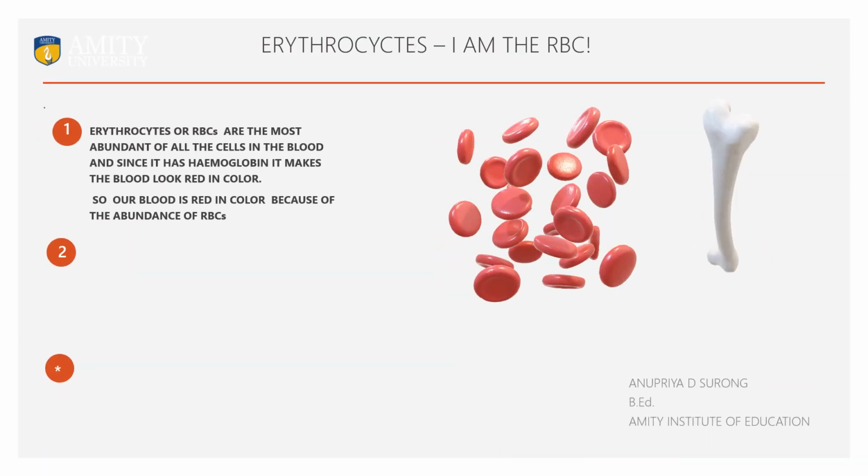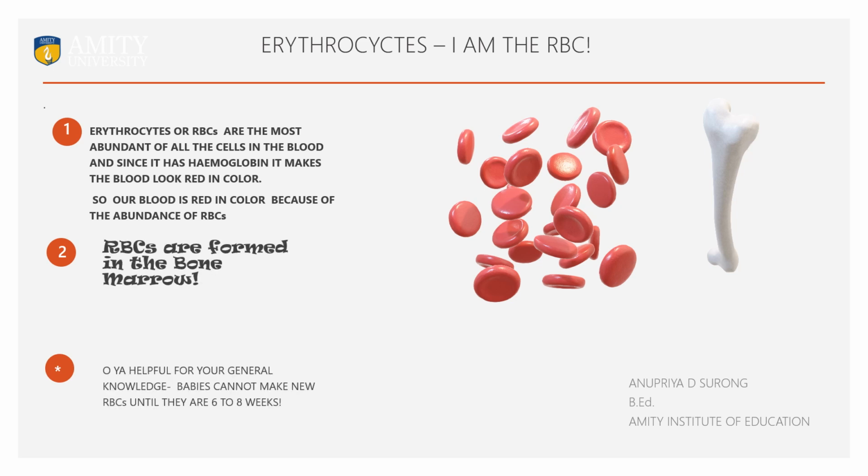Erythrocytes or red blood cells, which is denoted as RBC, are the most abundant of all the cells in the blood. And since it has hemoglobin, which is a complex protein, a red pigment, making the blood look red in color. So, our blood is red in color because of the abundance of RBCs in our blood. Are you wondering why there is a piece of bone with the RBCs? Well, the RBCs are formed in the adult bone marrow.